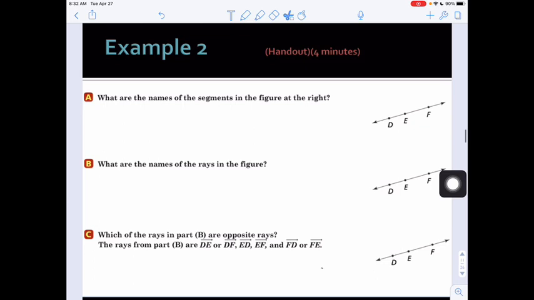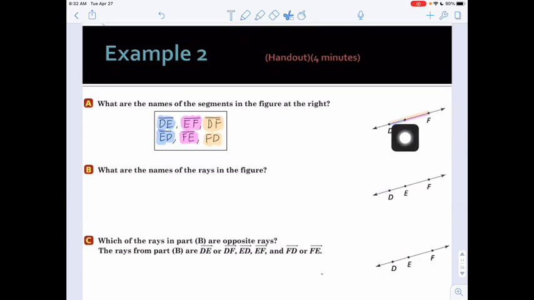Example 2 for part A says, what are the names of the segments in the figure at the right? I've gone ahead and highlighted the different segments in different colors. So first we have this small segment from D to E. So we can say segment DE, or you can write it the opposite direction and say segment ED. Then we have segment EF, which can be written as segment EF or segment FE. And our last segment is the entire length from D to F. So we have segment DF or segment FD.